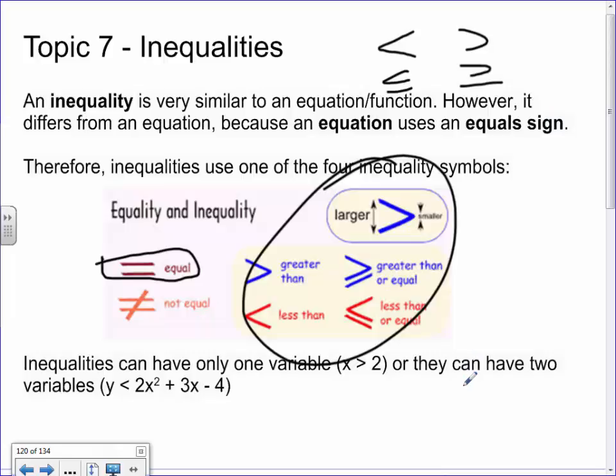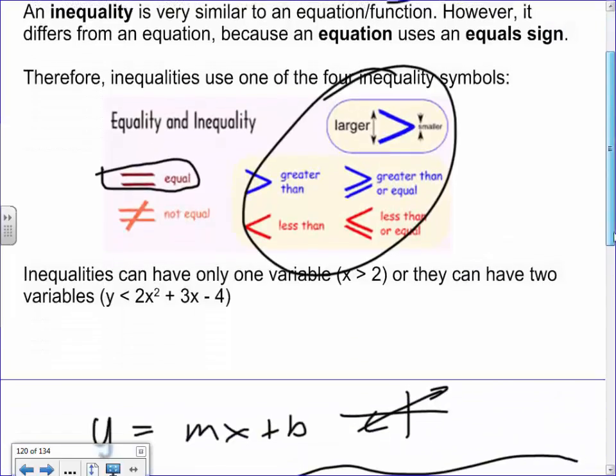And there's a couple of different rules for how you do this. So I'm going to break it up into two halves here. If there is one variable, like just x being greater than 2, there's one way of solving it. If there are two variables, there's actually a different method of solving it. So it depends on whether it's single variable or multivariable that you're working with.